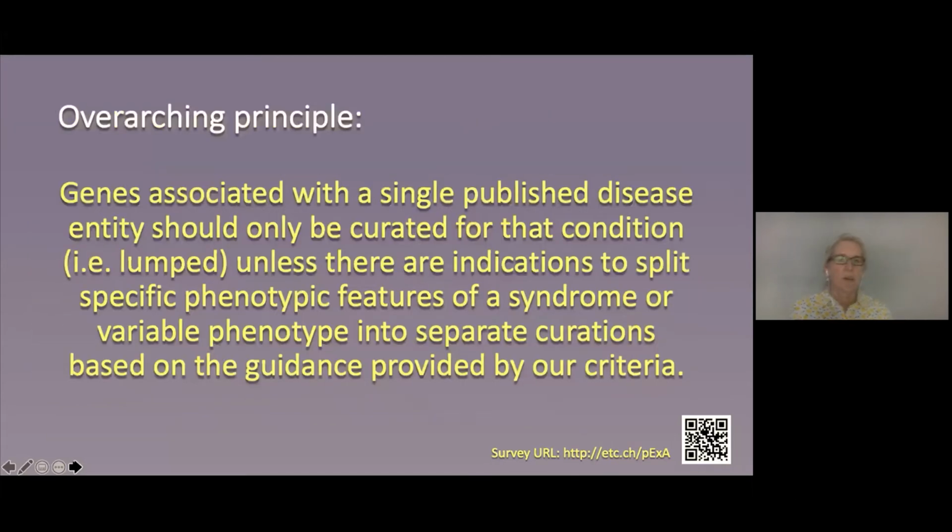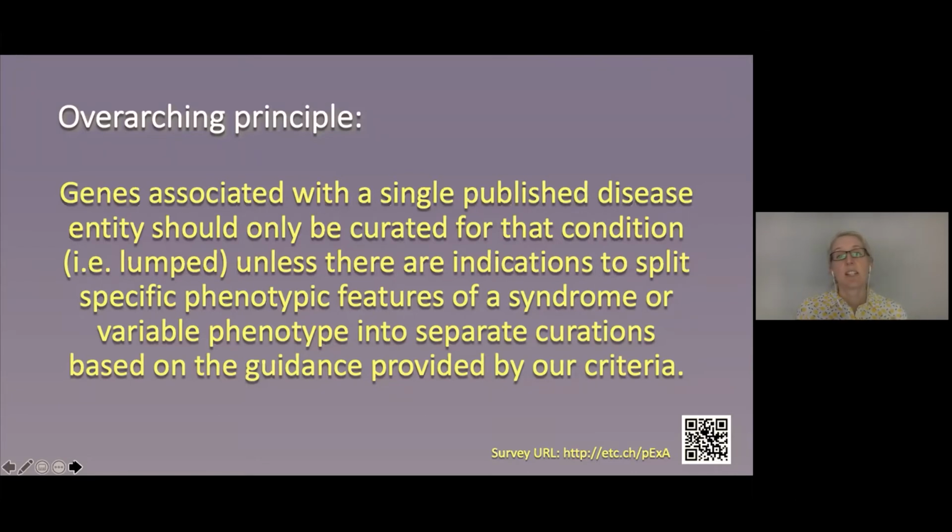So I do want to start off with lumping and splitting by stating that we have one general, overarching principle. And that really is that genes associated with a single published disease entity should only be curated for that condition, or what we would refer to as lumped, unless there are indications to split specific phenotypic features of a syndrome or variable phenotype into separate curations based on the guidance provided by criteria, and we'll go over that.